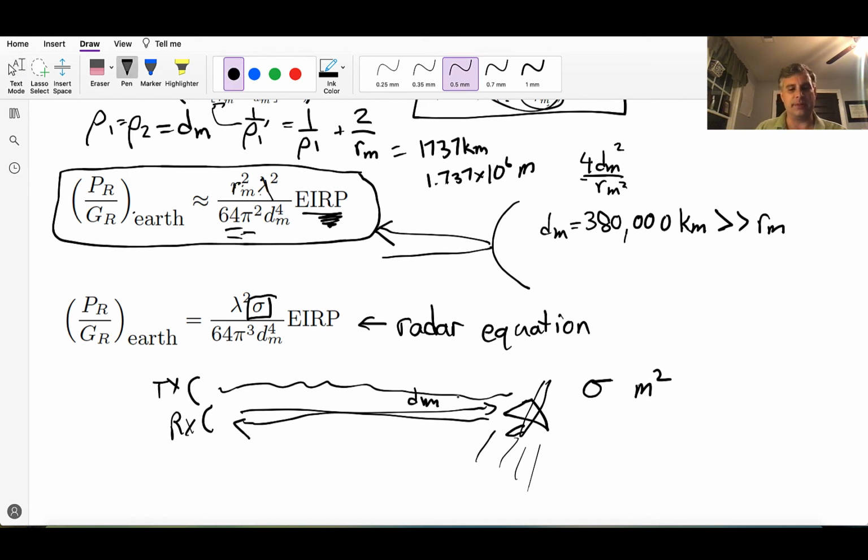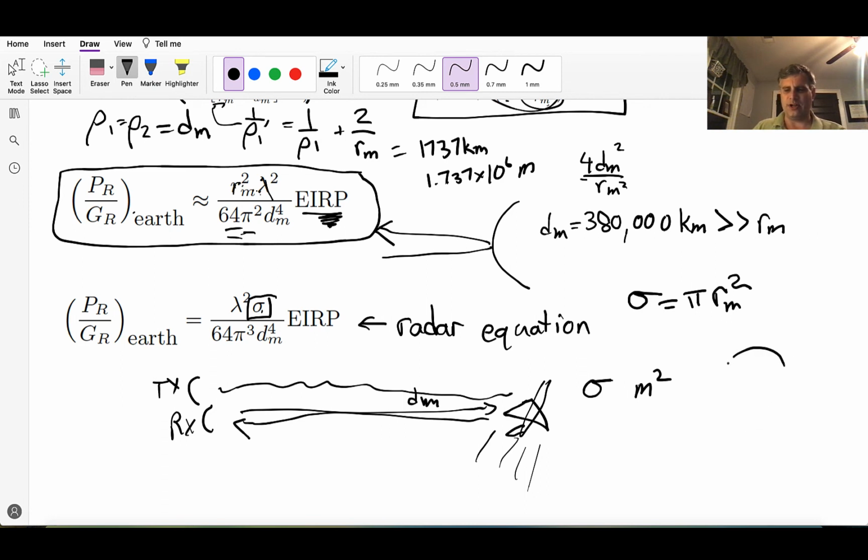Now what's interesting about this is take a look. What does sigma have to be in order to match the result that we just derived from geometrical optics? Well, in order to get the equation to work, sigma should be pi r squared, the area of a circle that has the same radius of the moon.